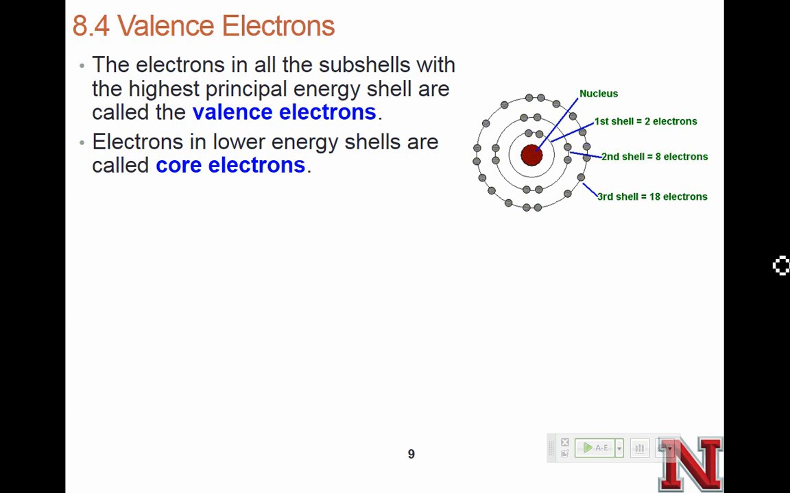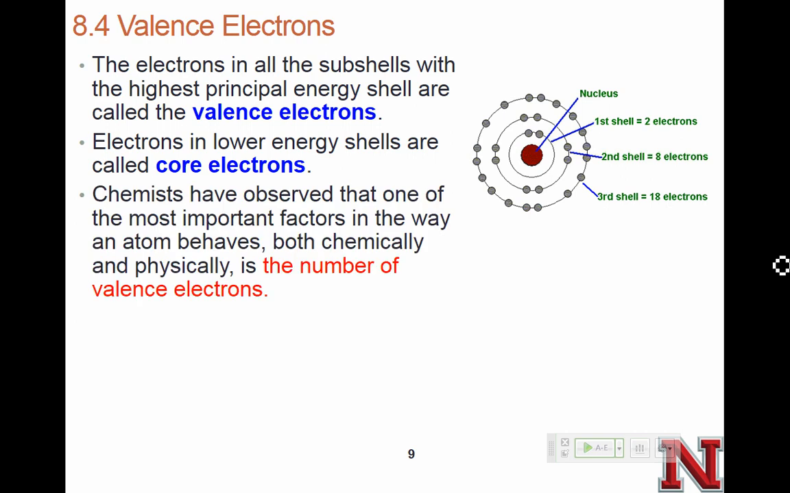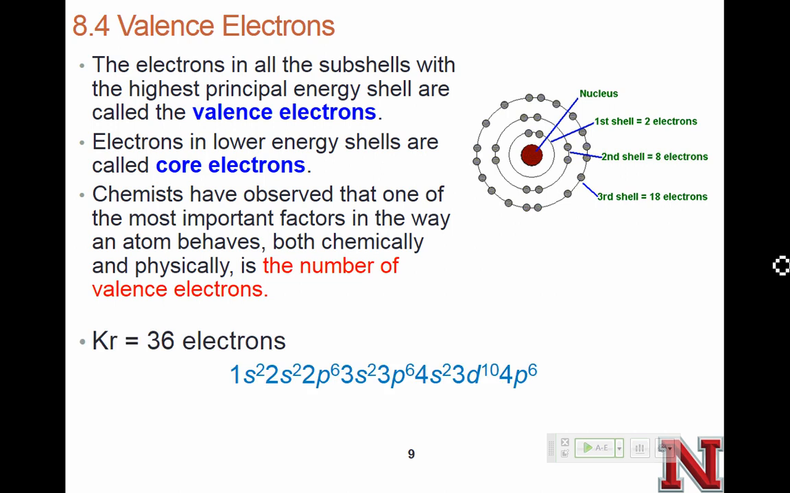So what we're looking at is not just the shell that's further out, but our principal energy shell. If our highest principal energy level is 4, our valence electrons are going to be in 4. Electrons in the lower shells we just call core electrons. They're more in the center. One of the most important factors of reactions is what's going on in the valence, so we're going to look at that in more detail.